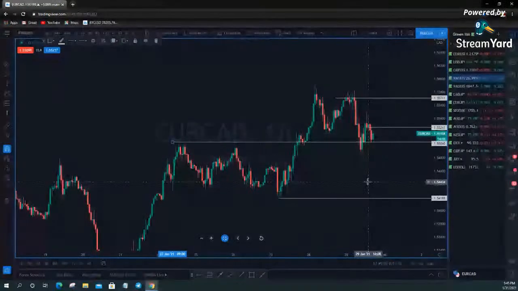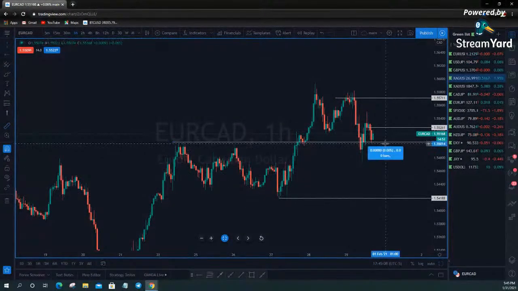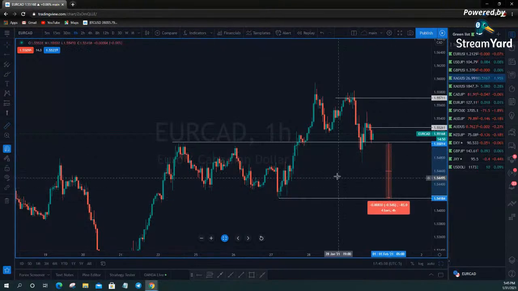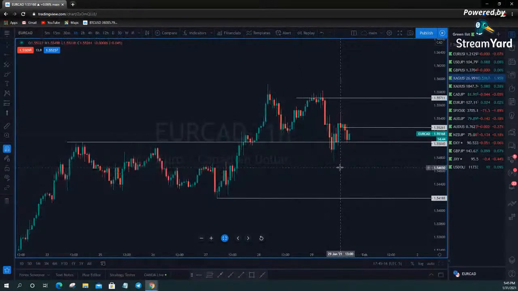That doesn't mean your target will be hit, as this is quite far. That's an 83 pip move. In my experience, getting an 83 pip daily range expansion move to happen in one day, it happens, but it doesn't happen a lot. Excuse me, I had to take a drink. Yeah, it doesn't really happen a lot.